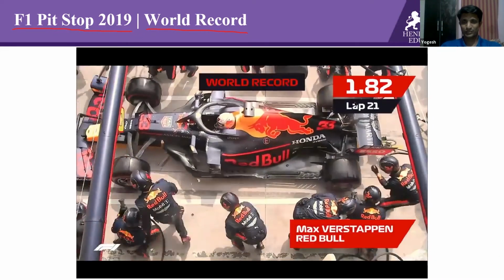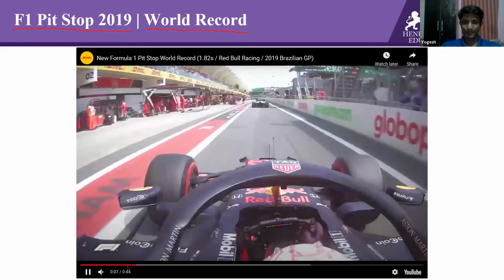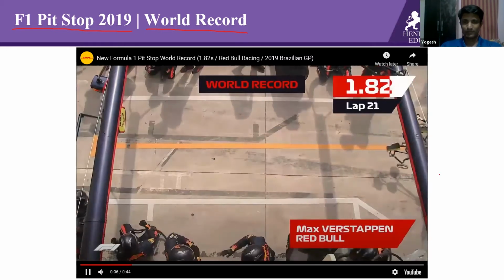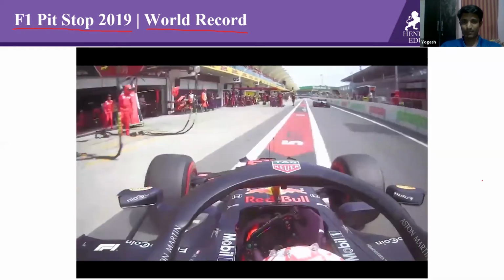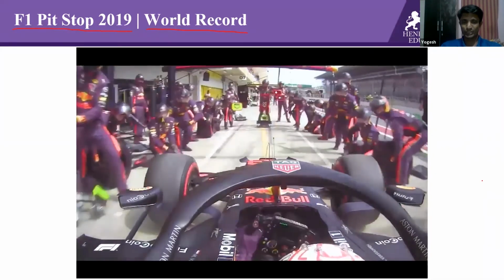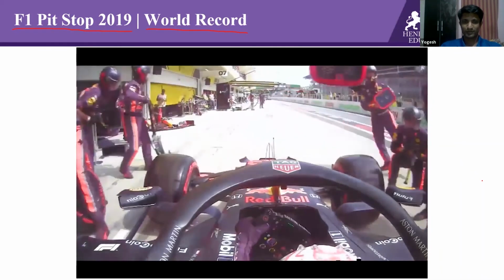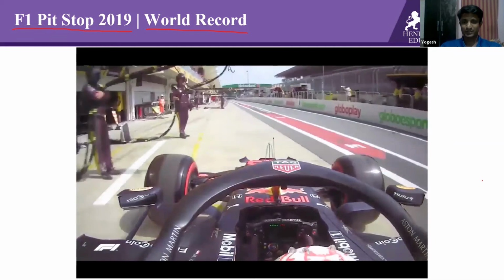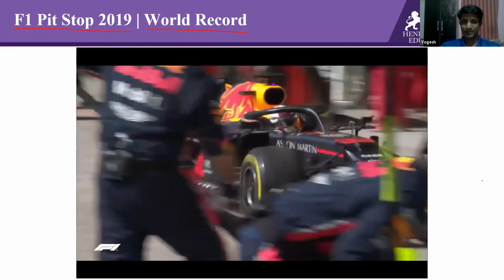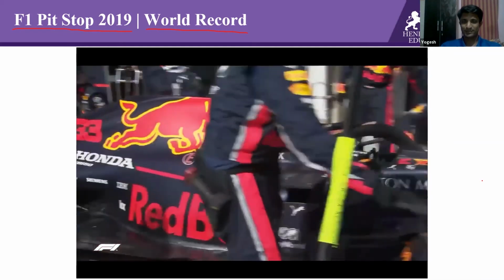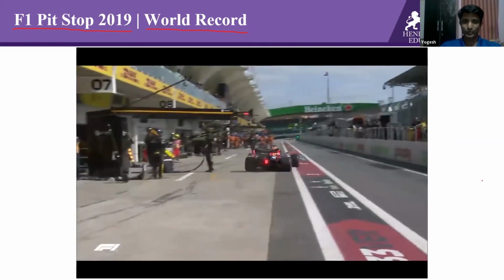And there it goes. See the timer on the top. It's 1.82 seconds. By the time you move your eyes, the car has gone. We'll see it again. See, it has come. See the crew, they started doing it. Tires out, tires in, and it's gone. So fast. See it again. That's it. It's gone. All four tires changed, guys, within 2 seconds.